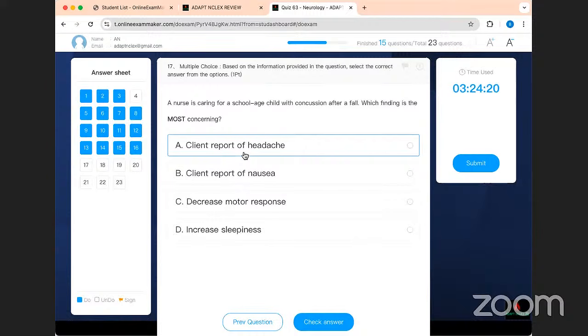What do you think? Which is most concerning? Headache is from brain trauma to the brain. There is no bleeding. That's why it's called concussion. But if I see you have a headache, nausea, decreased motor response, and sleepiness, which one is more dangerous?